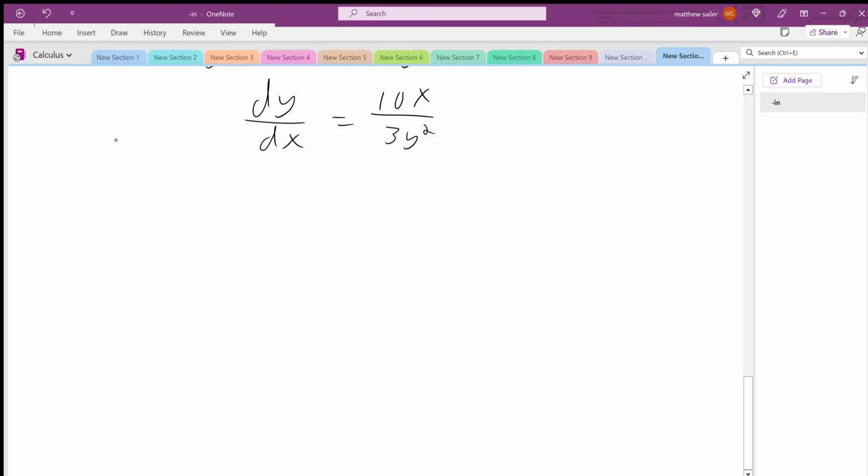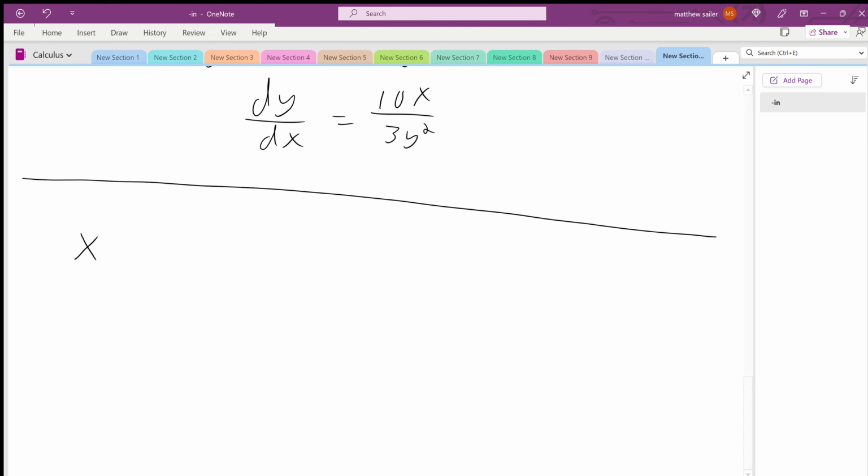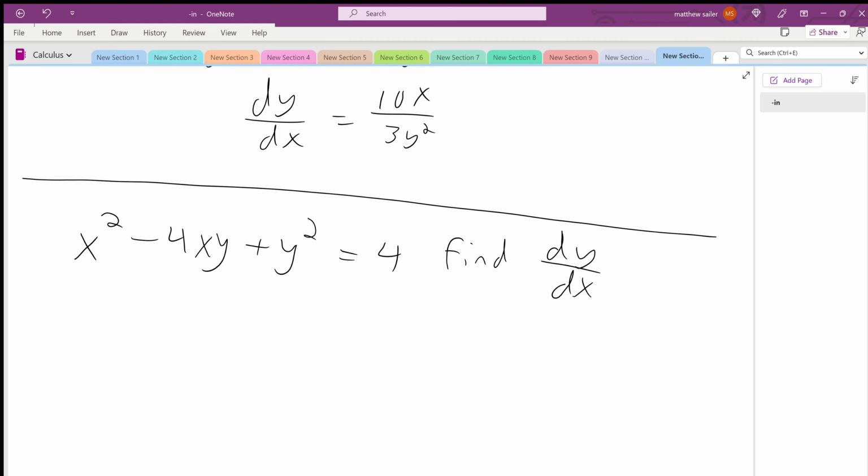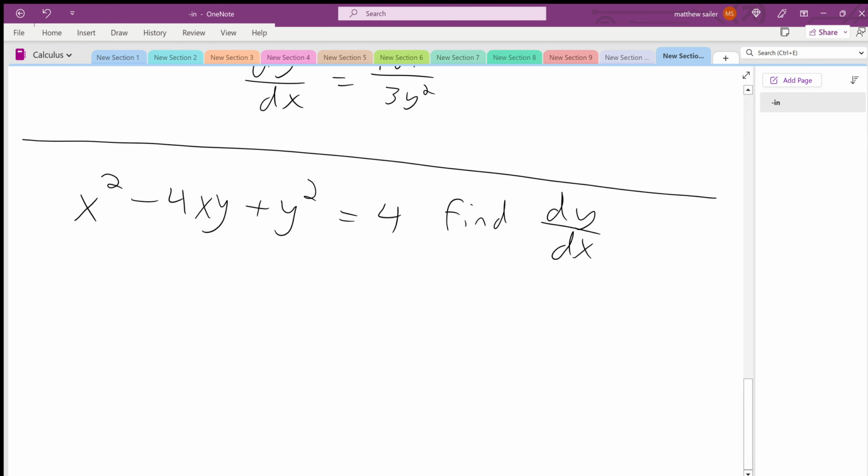Alright, let's do another example. So now we're going to try one that's a little bit larger. So x squared minus 4xy plus y squared equals 4. Alright, so same thing. We want to find dy over dx. So find dy over dx. So step 1, just take the derivative of each side. So we're going to take the derivative of this whole thing.